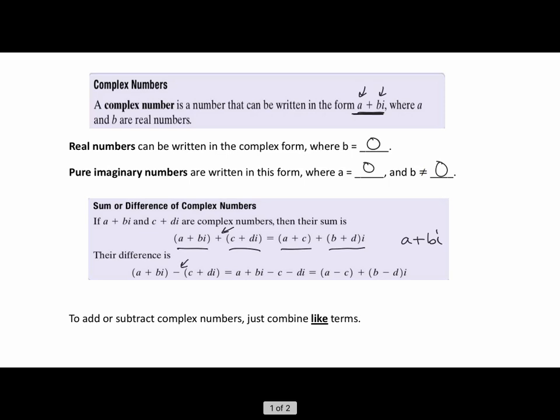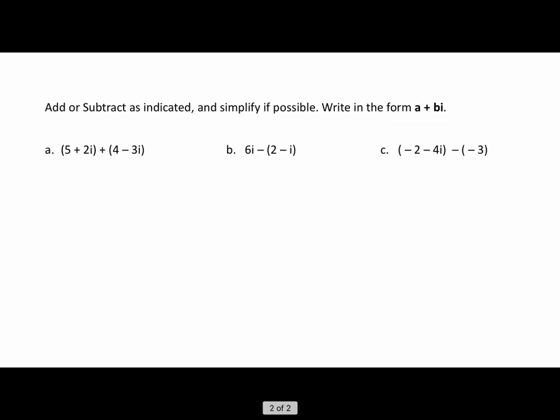And it will be written in the a plus bi form when you're finished. But if you're subtracting, you see there's a subtraction sign between the complex numbers, then you remove the parentheses by distributing the subtraction, right? So it'll be a minus c, minus di. And then you just combine the real number parts, a minus c, and then you combine the coefficients of the imaginary unit part. And your final answer will be written in the a plus bi form. So really, to add or subtract complex numbers, just combine like terms. Add or subtract as indicated, and simplify if possible. We'll always write in the form a plus bi.